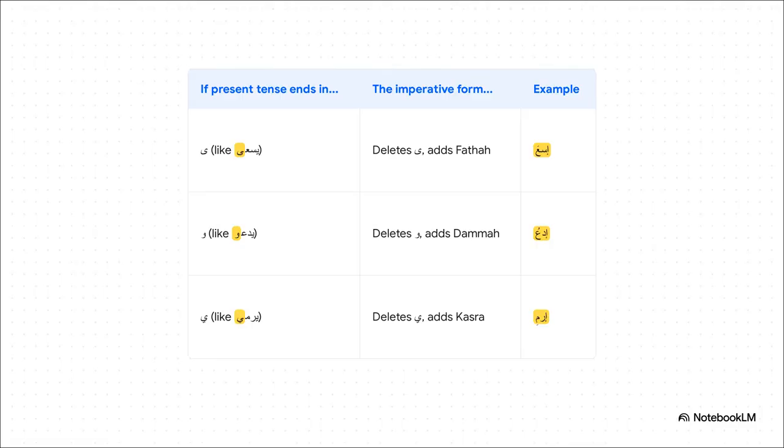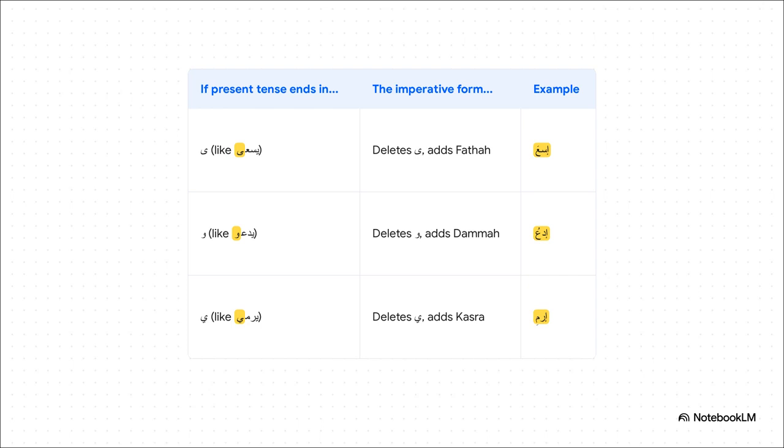Okay, now this next rule is so cool. Remember those weak verbs from the present tense, the ones that ended in a long vowel? To turn them into a command, you do something really simple. You just drop that final weak letter. But, and this is the genius part, you leave behind a little short vowel that hints at what was there. It's such a clever, efficient system. You see how yasa becomes isa?